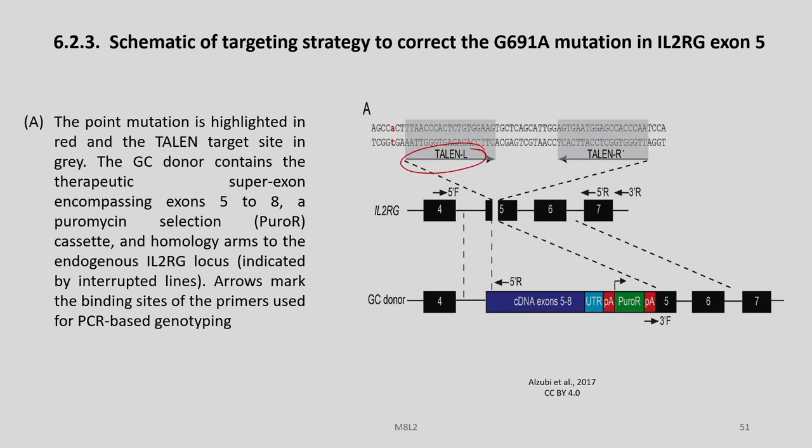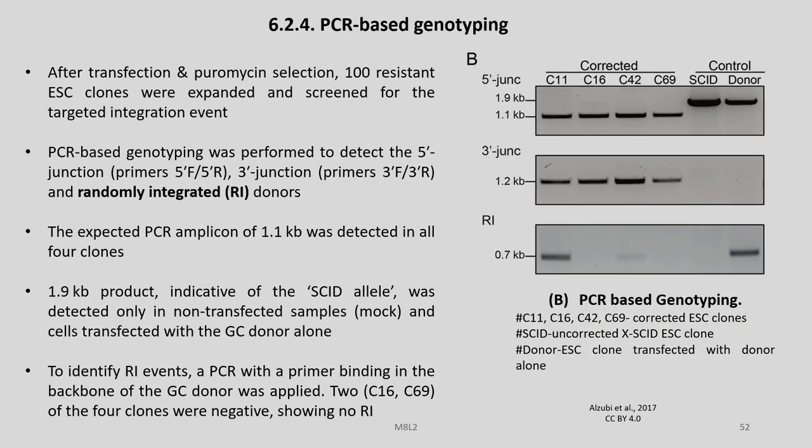So, here is the left TALEN and this is the right TALEN, and this is the IL2RG with different exons including exon 5, as you can see in this diagram, and this is the GC donor, and the point mutation is highlighted in red in this figure. The GC donor contains the therapeutic super exons encompassing exons 5 to 8, a puromycin selection puro R cassette, and homology arms to the endogenous IL2RG locus indicated by the interrupted lines. Arrows mark the binding sites of the primers used for PCR-based genotyping.